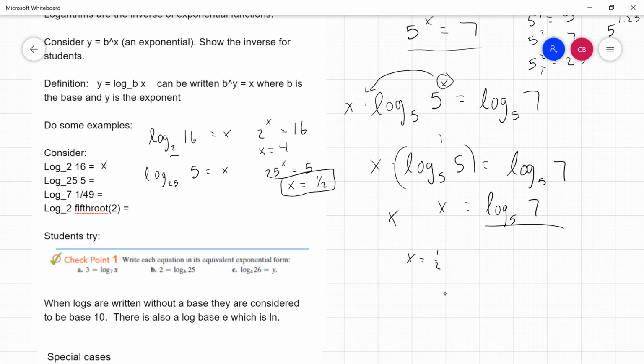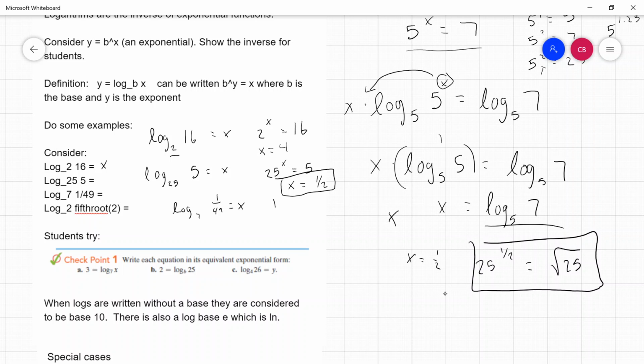Remember, x is equal to 1/2 is the same thing. So let me put it this way: 25 to the 1/2 is actually equal to the square root of 25. So remember that if you have to take pre-cal, it's very important, especially if you take calculus. So make sure you know that. You will learn it if you do not now. Next one, log base 7 of 1 over 49 is equal to x. 7 to what power gives you 1 over 49? Well, that would be 1 over 2 again.